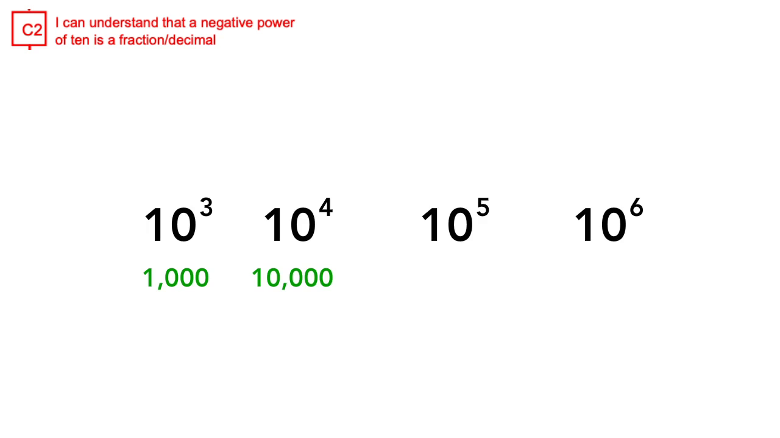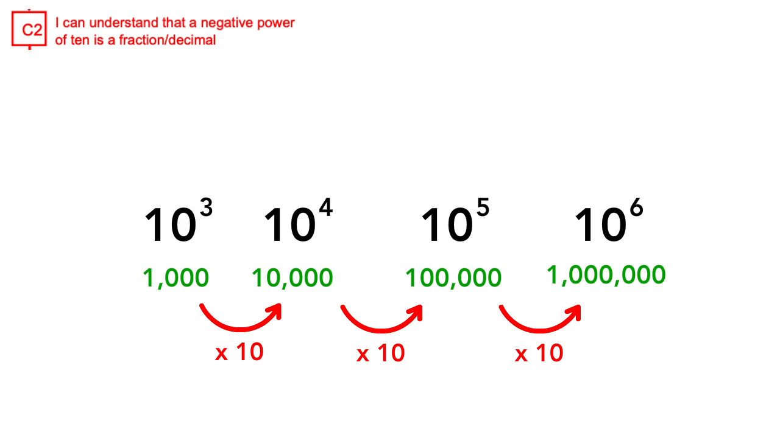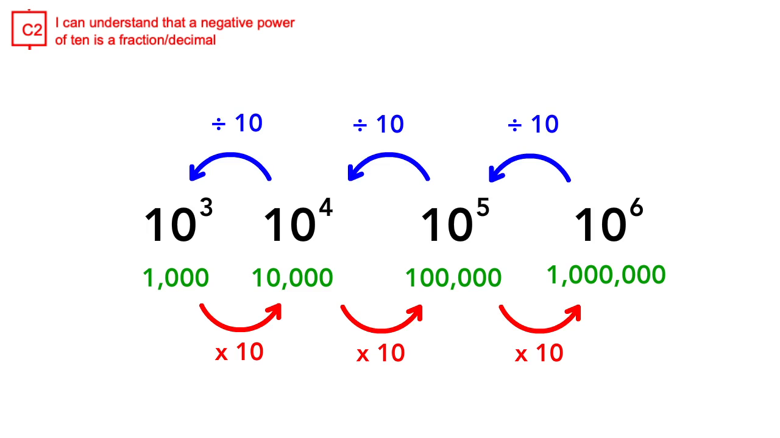Pause and have a quick go at figuring out what the answer to these calculations would be. You can probably see a pattern. As we move upwards in the power, the number is increasing by a factor of 10. And as you move downwards through the powers, the number is decreasing by a factor of 10. You may have realized another pattern, a special feature of 10 when it has a power.